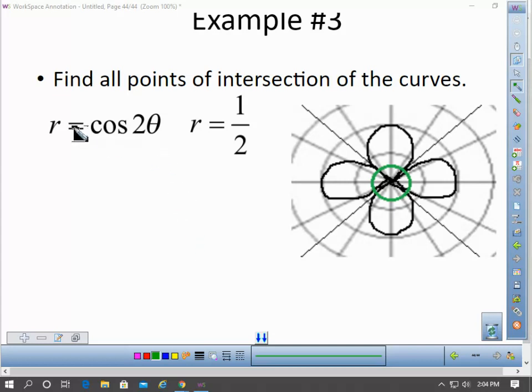So here's a practice problem on finding intersection points. I've already graphed the first one here. This r equals cosine 2 theta. That's a rose with 4 petals. Remember, if this number's even, you double it. So this is a 4-petal rose. And then r equals 1/2 is a circle, and it's only halfway out. So instead of being 1 unit out, it's only halfway out.